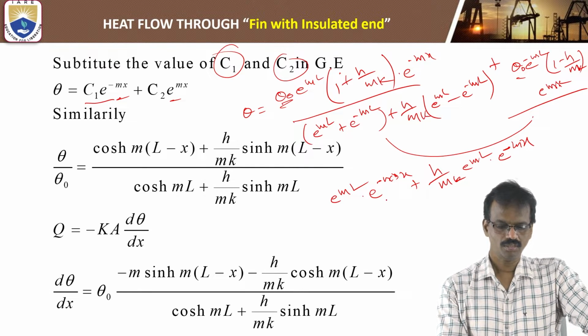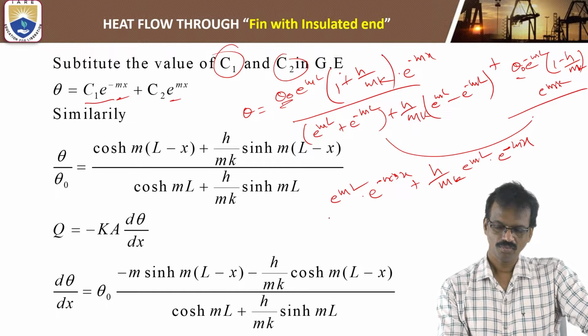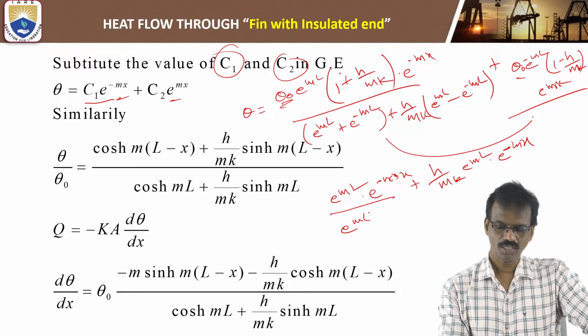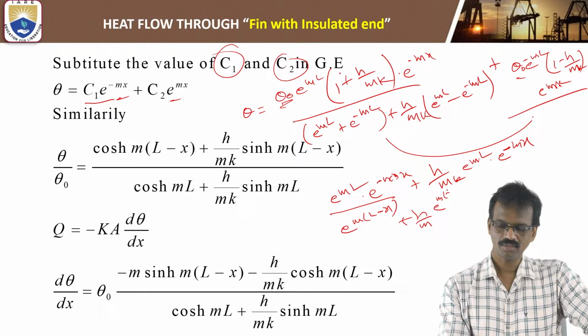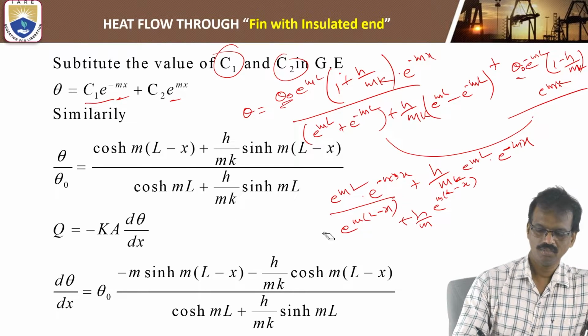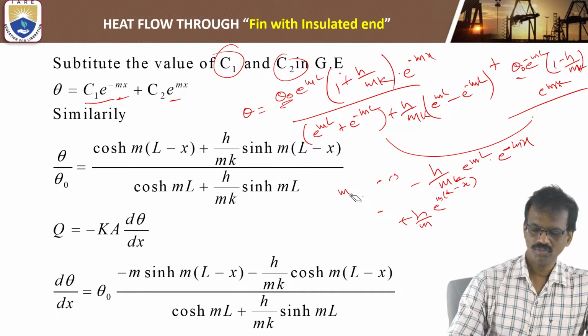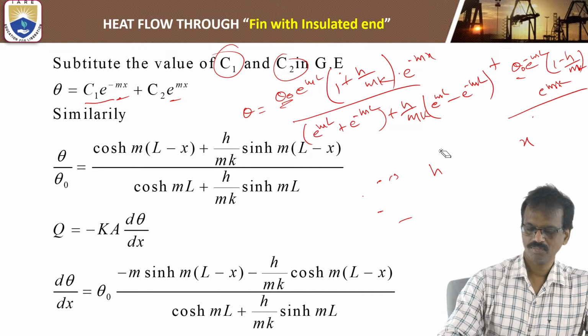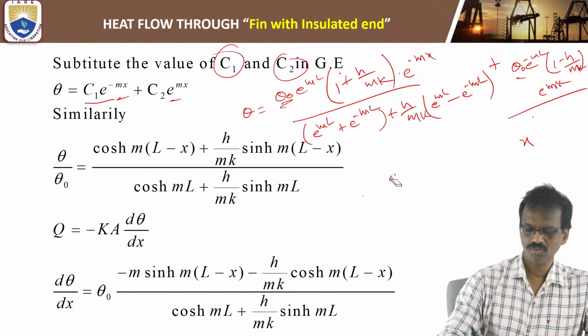Okay, so if you solve this one, you can rewrite it like this. It is e to the power of m into (l minus x), plus h by mk into e to the power of m into (l minus x). So if you solve that one, you will get the formulas of the hyperbolic functions. The hyperbolic function is equal to e to the power of x plus e to the power of minus x by 2.